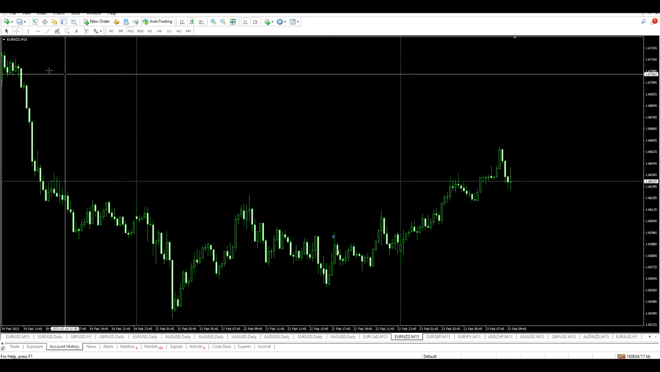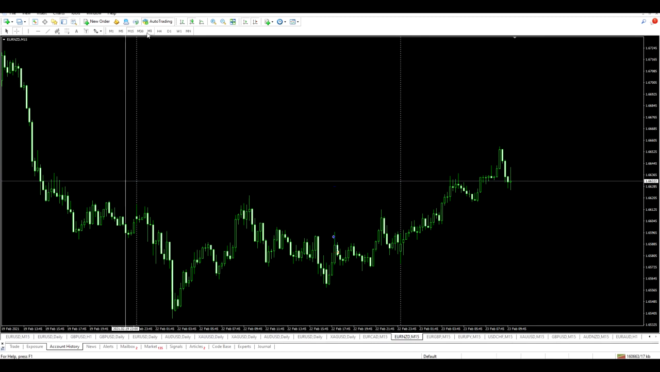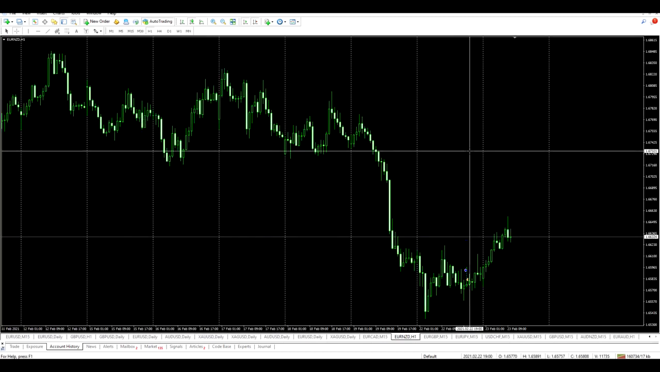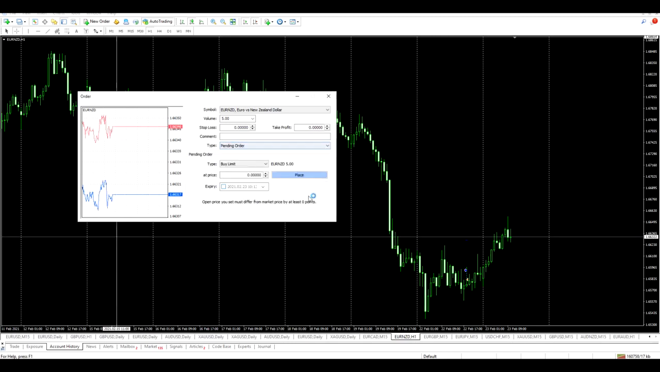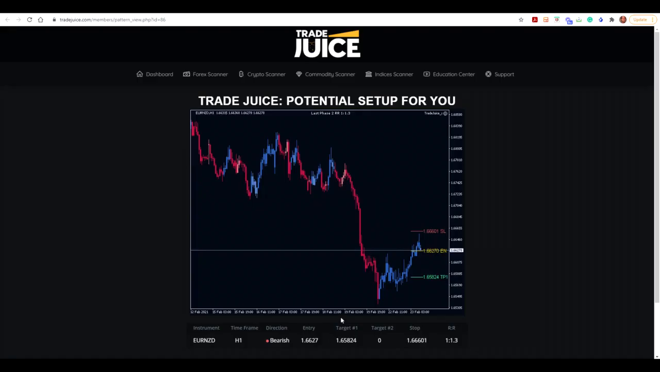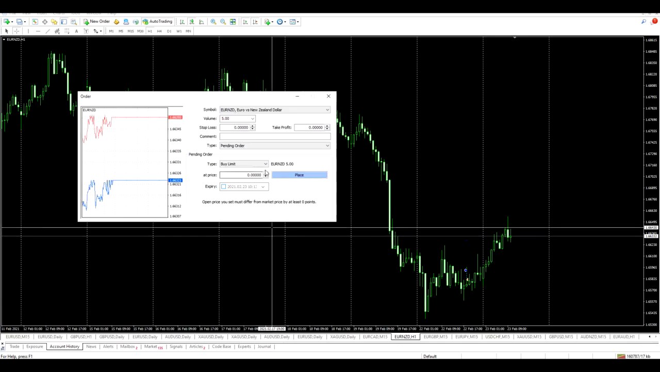What I'm going to do is go to the New Zealand dollar, and I'm going to go to the 1 hour time frame, and I'm going to enter a new order. Price is not yet at the point of entry, so I'm going to set up a pending order. All I'm going to do is copy the entry, and I'm going to put that in, and we're going bearish, so I'm going to put this in as a sell stop.